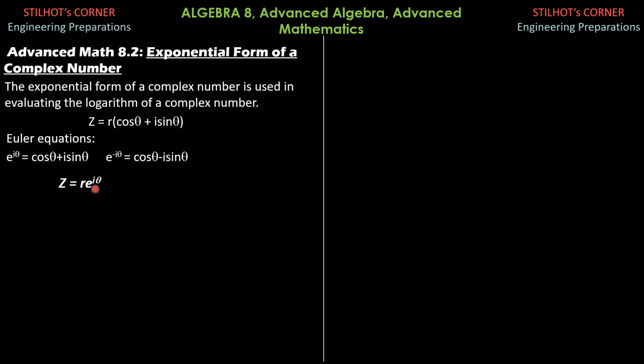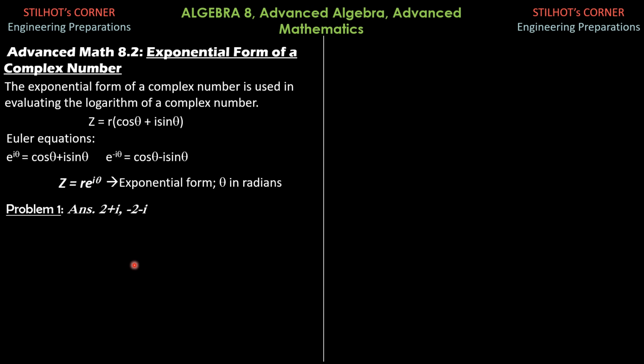Remember that this is a product. So if we evaluate the logarithm of a complex number, then it is the logarithm of r e to the i theta, which can be broken down into logarithm of r plus logarithm of e to the i theta, which can be simplified into i theta times logarithm of e to any base, of course. So that's the exponential form. So theta in this form is expressed in radians.